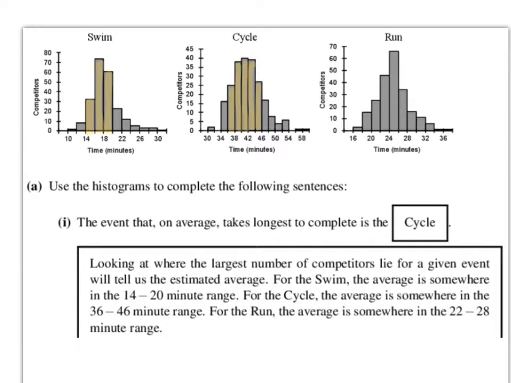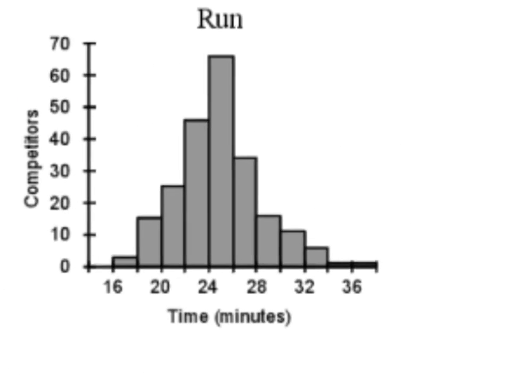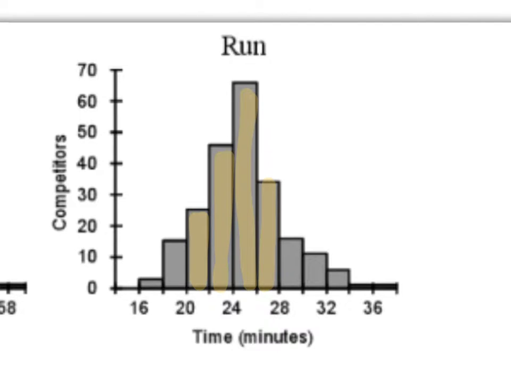And for the run, the average is somewhere in the 22 to 28 minute range. So again, we'll zoom in on the run. And again, the x-axis is going up in twos. So we see the highest bars go from 20 up as far as 28.